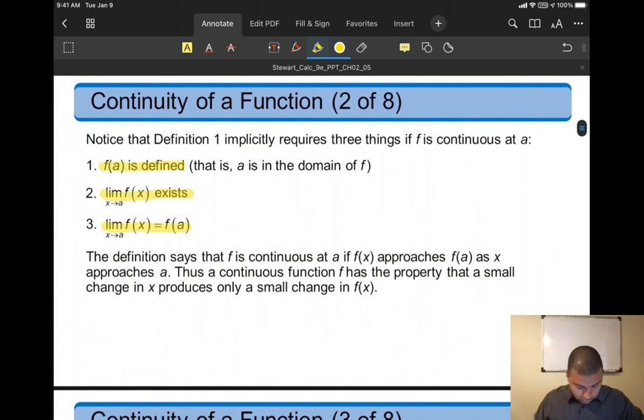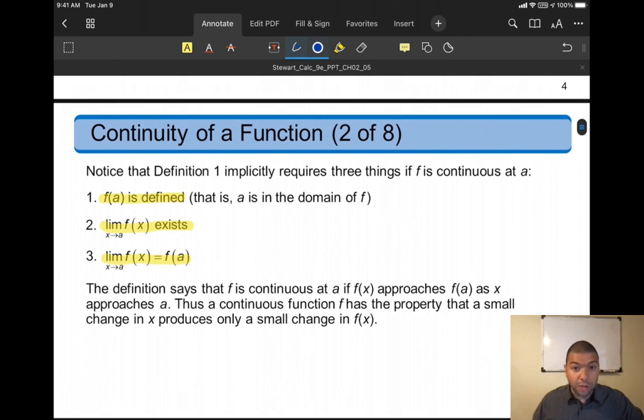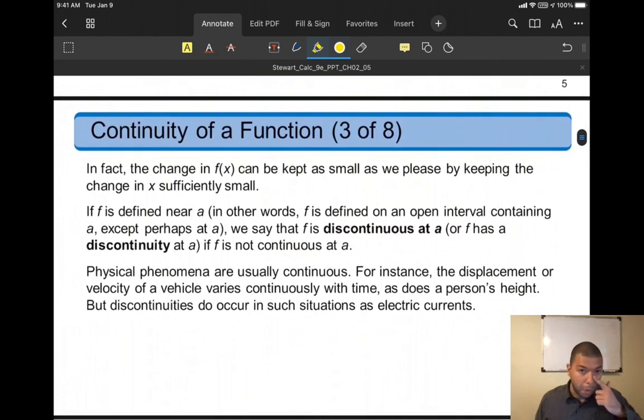Very, very important. Just to re-emphasize, this is a local property. So f is continuous at point a. If f is continuous at every point, then I'll just say it's continuous. But in general, we're going to say at a point. When that does not happen, then we say f is discontinuous at a.